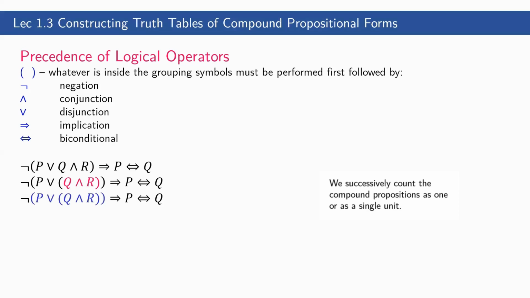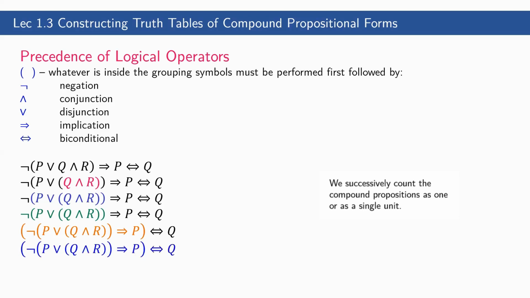So we have the negation of the entirety, counted as one. We will now involve this with the implication. This becomes the color orange. It is now counted as one, and then it will be paired via the biconditional operator. This is the equivalent of our original statement.